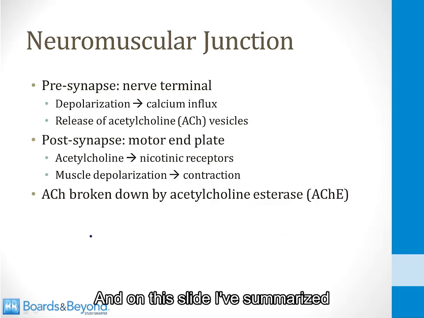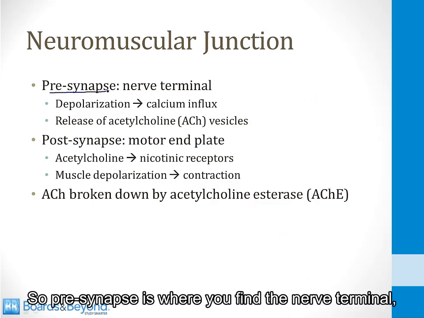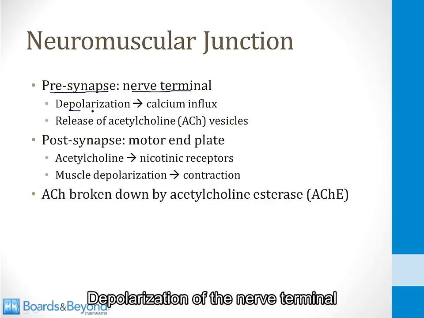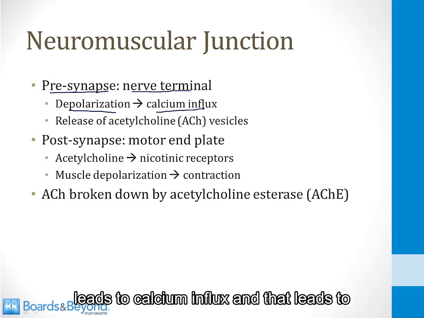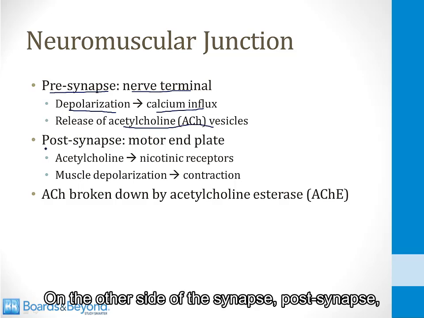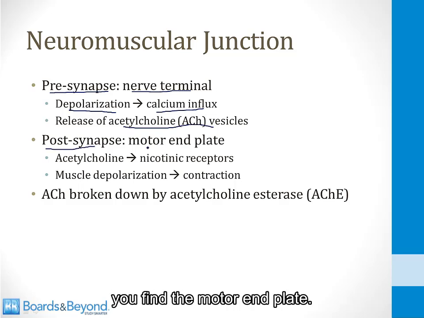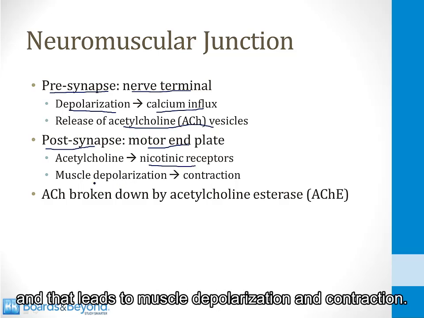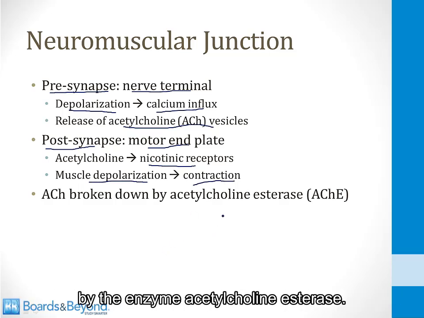And on this slide I've summarized the important points from that drawing. So presynapse is where you find the nerve terminal, the ending of a motor neuron. Depolarization of the nerve terminal leads to calcium influx, and that leads to release of acetylcholine vesicles. On the other side of the synapse, the postsynapse, you find the motor end plate. This is where acetylcholine binds to nicotinic receptors, and that leads to muscle depolarization and contraction. And then in time, acetylcholine is broken down by the enzyme acetylcholine esterase.